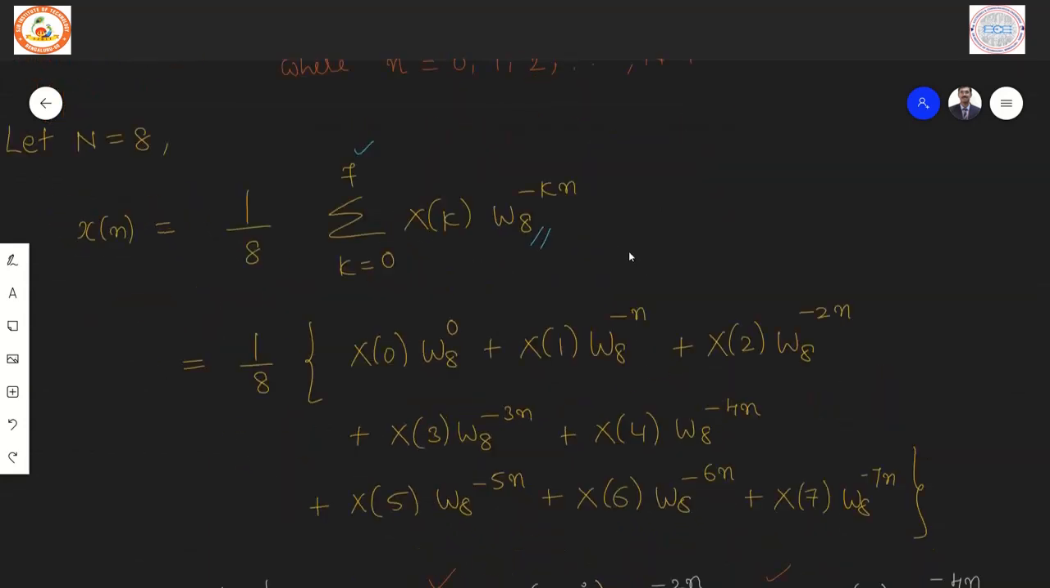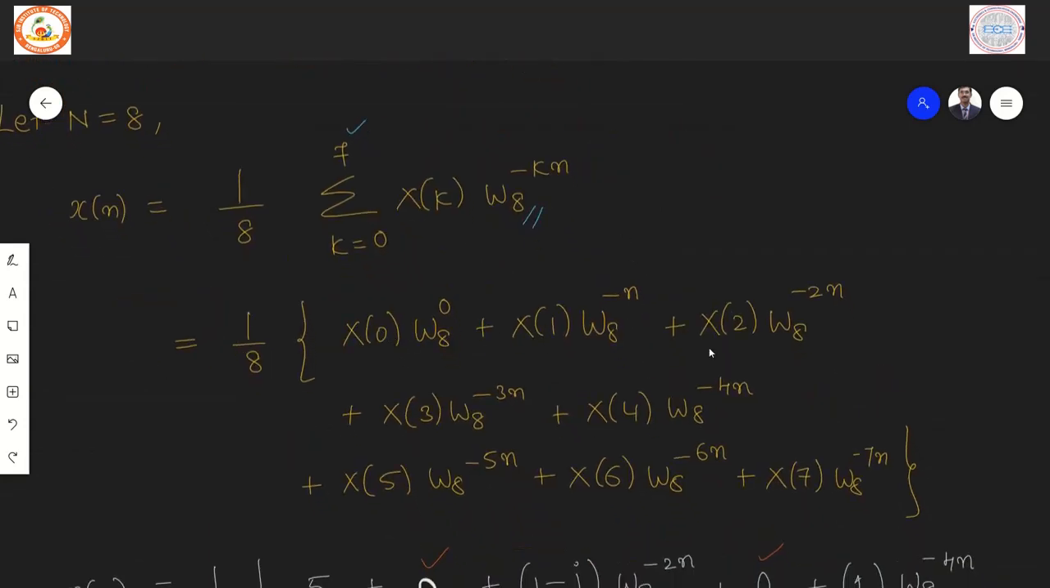Expanding the summation yields a series which has x of k as the input and W8 to the power of various multiples of minus n. So the first term is raised to 0, next we have to the power of minus n, next we have minus 2n, minus 3n, minus 4n till the last term which is minus 7n.